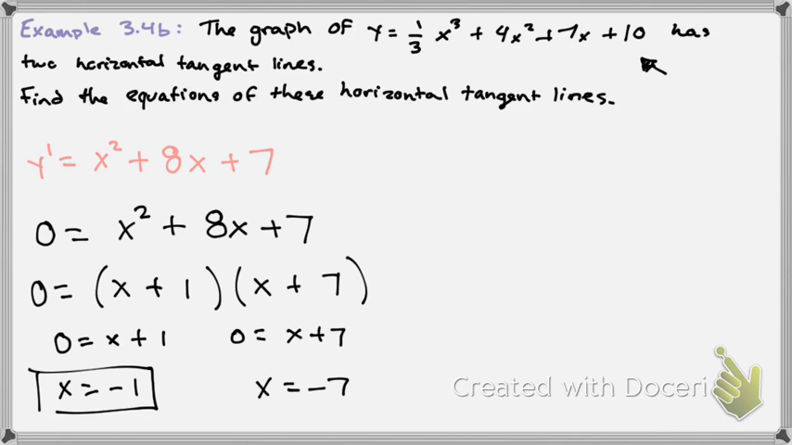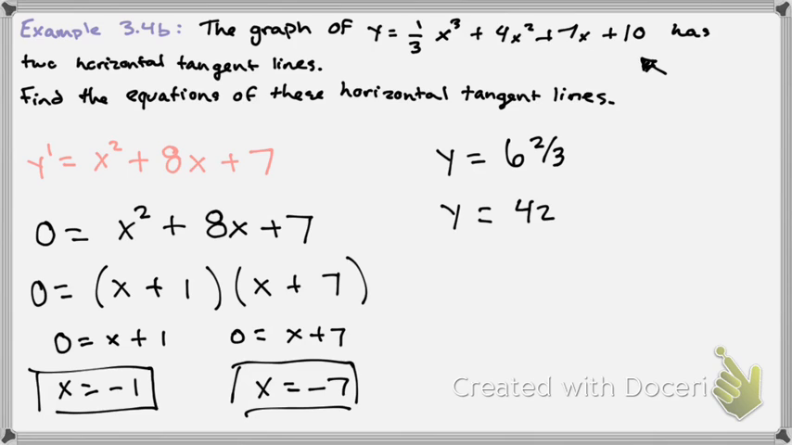So the values that I got for the first one, x equals -1, y equals 6 2/3, and this is also going to be your equation. So your equation is y equals 6 2/3. And for the second one, which is x equals -7, y equals 42 2/3. So these are your equations for the horizontal tangent lines.